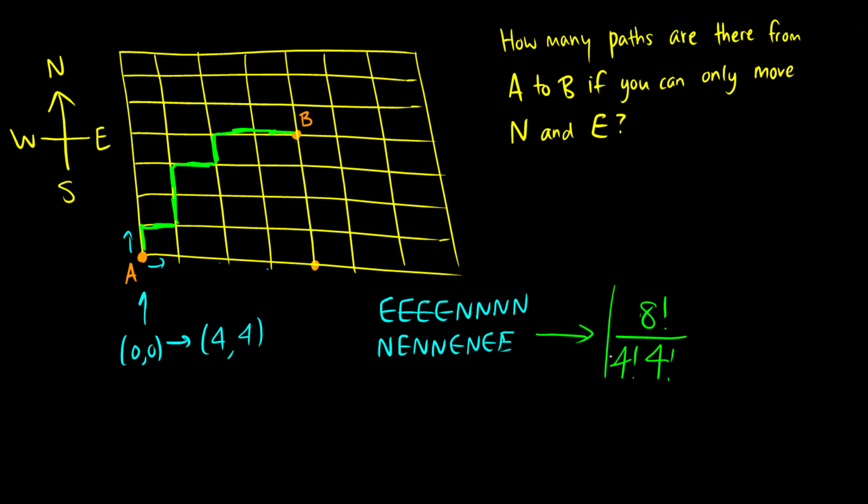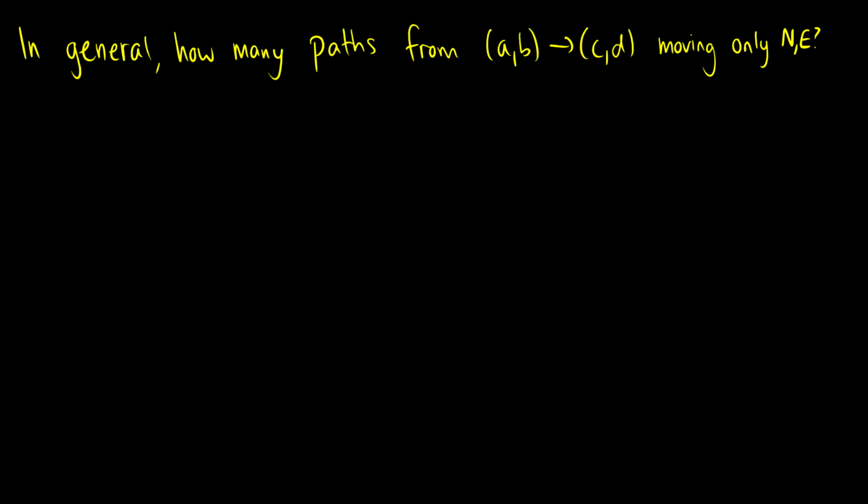So this is the solution from 0, 0 to 4, 4. Okay, so that's one specific example. Now let's make this a little bit more general. So we want to go from AB to CD. That means we pick some arbitrary point AB, and then there's some point somewhere else, CD, and we want to know how many ways we go up and how many ways we go right.